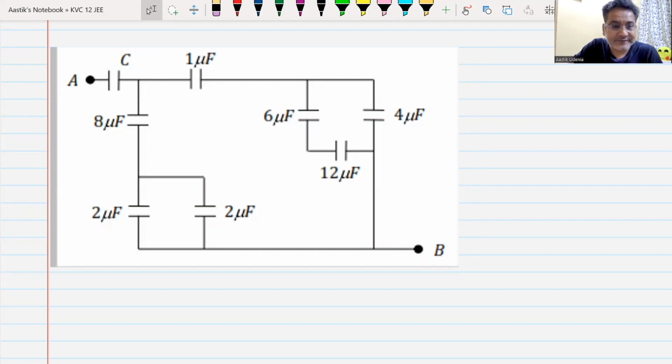Capacitance from IIT. In the figure, if the resultant capacitance between A and B is 1 microfarad, what is the value of C? So the question is asked in a different way. I hope you can handle this. I'll give you 2 minutes to do this.